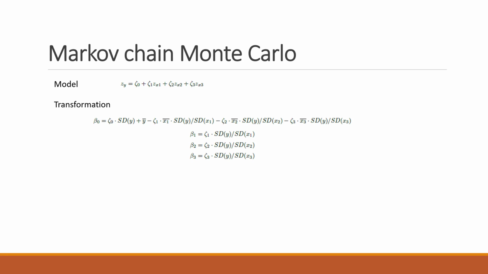So here the model is zy equals zeta 0 plus zeta 1 times zx1 plus zeta 2 times zx2 plus zeta 3 times zx3. The zy is the centralized SP500 data, and the zxi are the centralized stock data. The centralized data is calculated by the original data minus their mean and over their standard deviation. So in the end, we have to transform all the zetas back to the betas, which were our original parameters. After the transformation, we take the constant as beta 0, take the parameter in front of x1 to be beta 1, and so on and so forth.